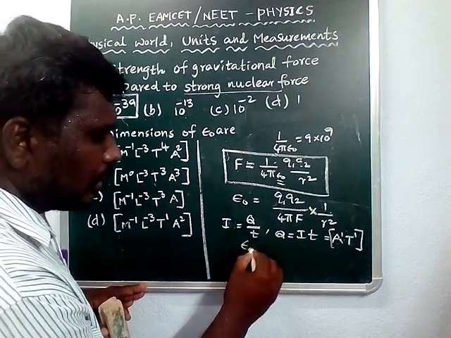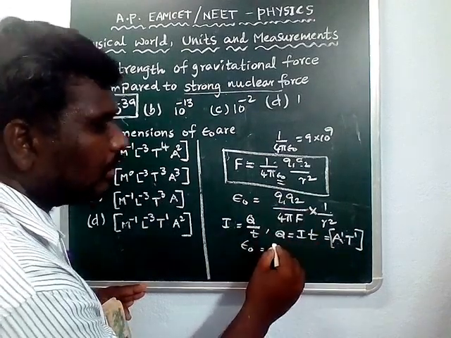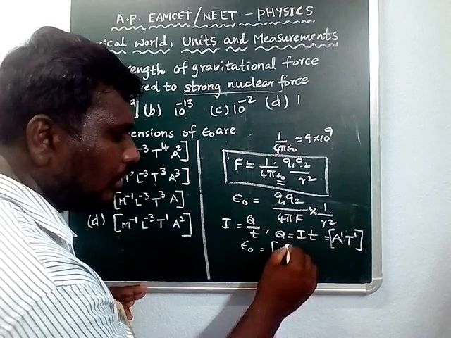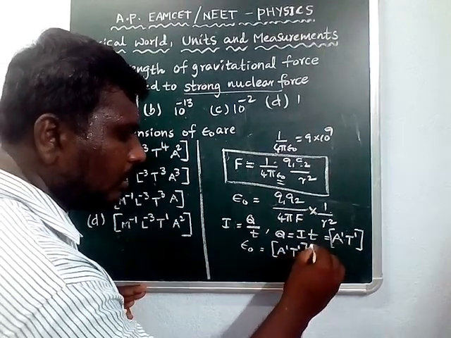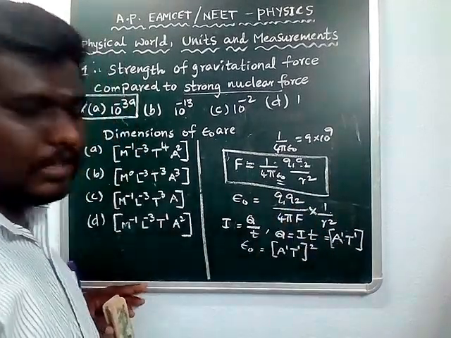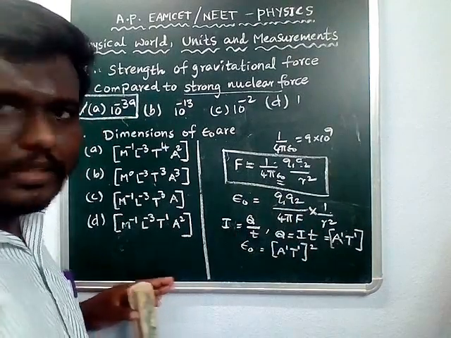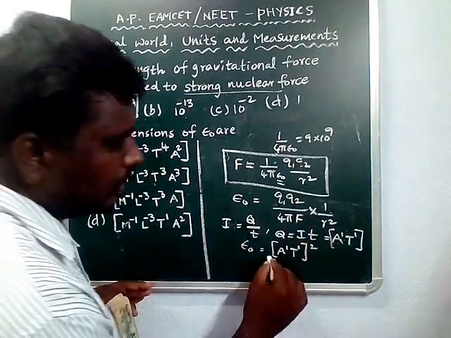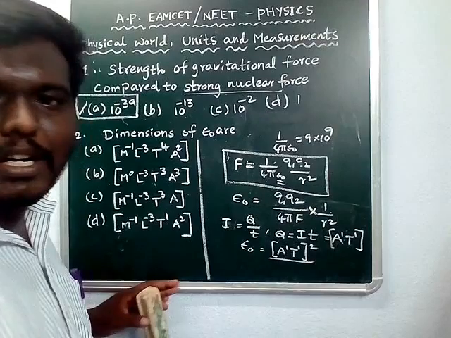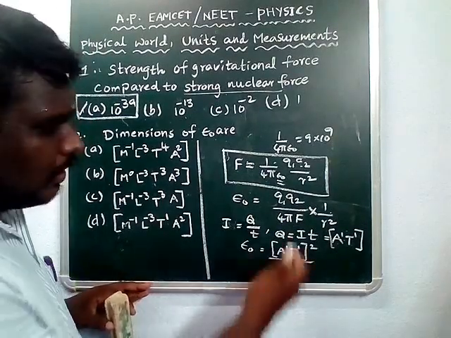So epsilon naught is equal to A power 1 T power 1 whole square. Those are charges, understand? Q1 and Q2 are quantities of charge. So you can write A square by 4 pi, which is a constant. Here the 4 pi is always a constant.